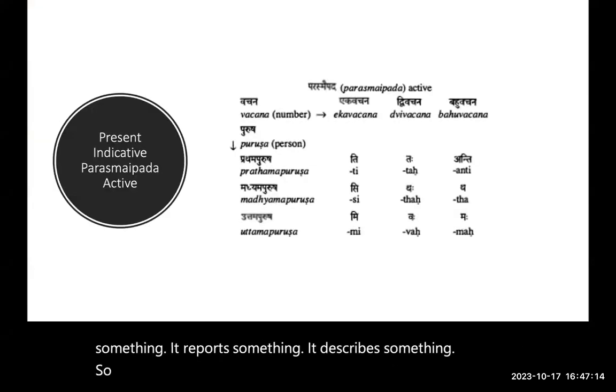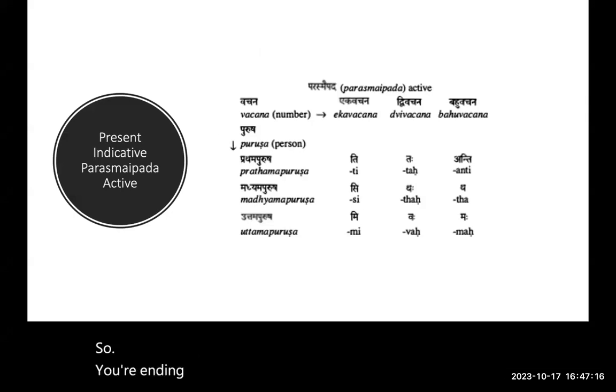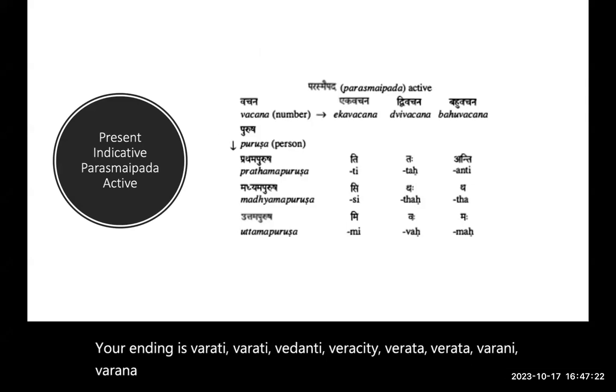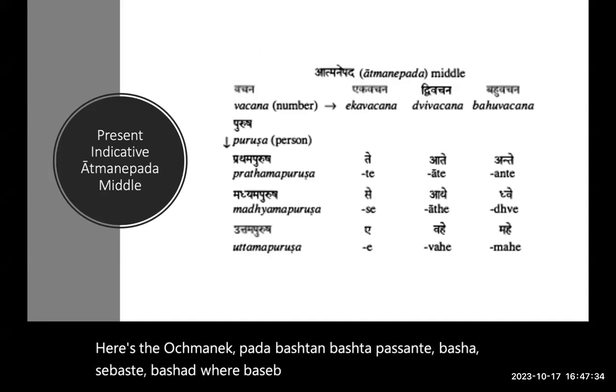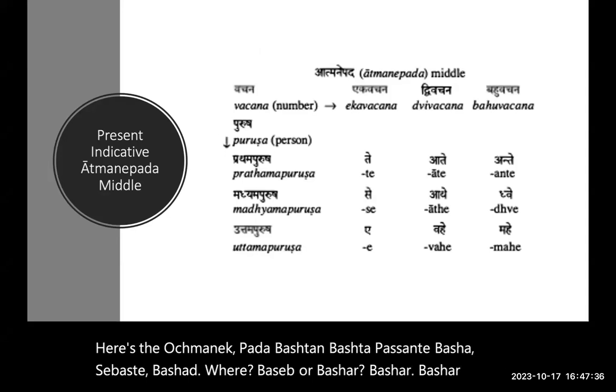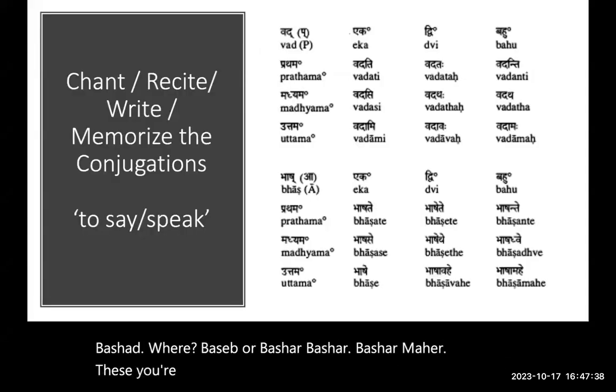So, your ending is Varati Varataha Vadanti, Varasi Varataha Varata, Varami Varavaha Varamaha. Those are the patterns of the endings. Here's the Atmanepada: Bashate, bashete, bashante, bashase, bashethe, bashadhwe, bashe, bashavahe, bashamahe. These you're going to know. This is what I want you to practice.